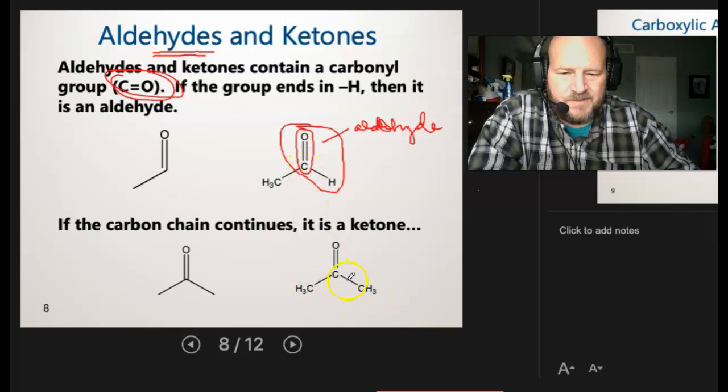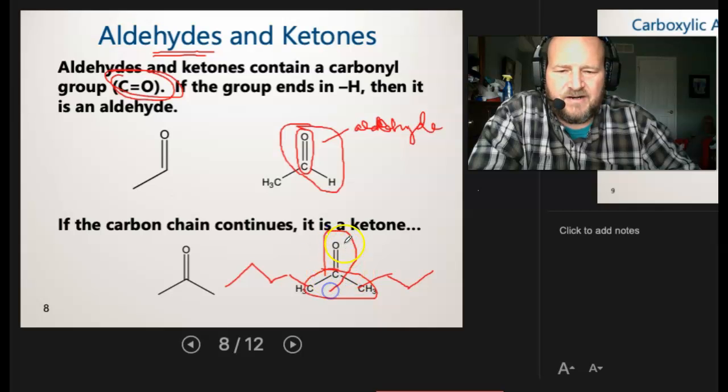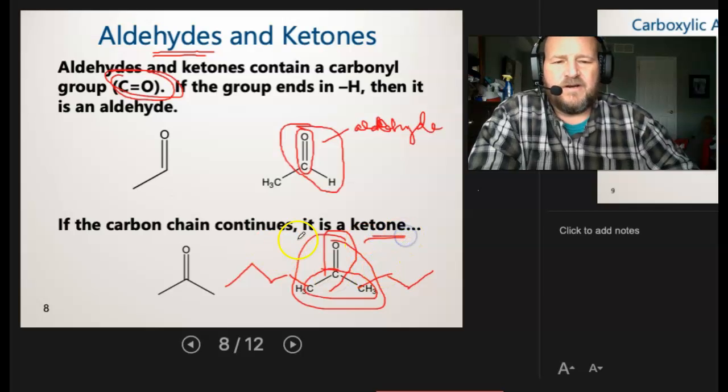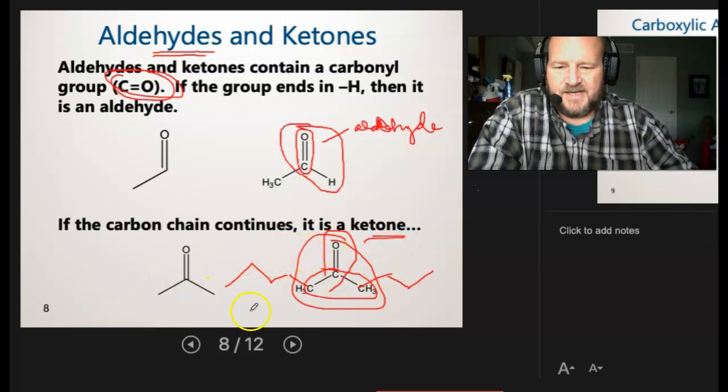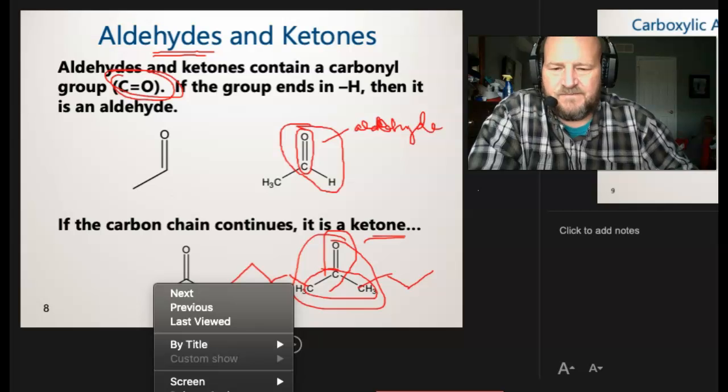If I have two carbons, so that carbonyl is in the middle of a carbon chain, then it's going to be a ketone. And again, just like we saw with the ether, these carbon chains can be as long as they want to be. Okay, as long as it's carbon, carbon, carbon. So as long as you have those three carbons connected, then that carbonyl right there, so this whole thing becomes a ketone.